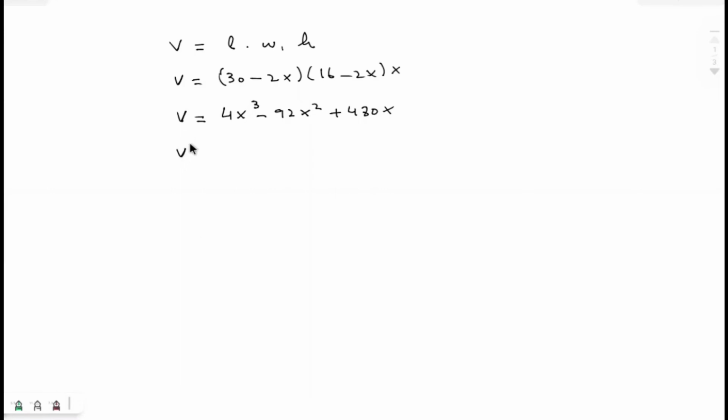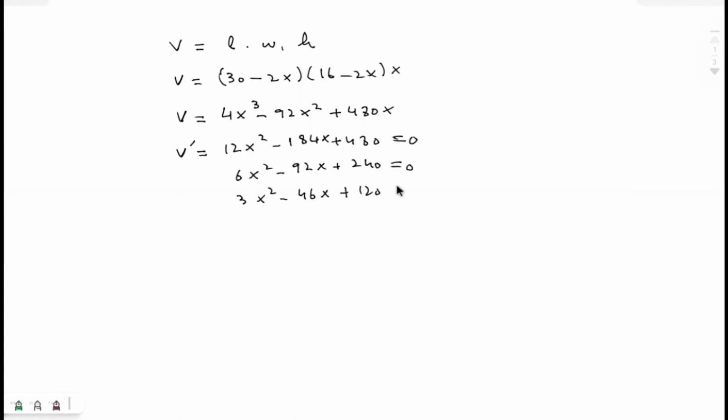So first we differentiate it. V prime is 12x squared minus 184x plus 480 equal to 0. Okay, now we'll just divide it by 2 to get 6x squared minus 92x plus 240 equal to 0. We can again divide by 2. This is 3x squared minus 46x plus 120 equal to 0. And this is a quadratic equation.